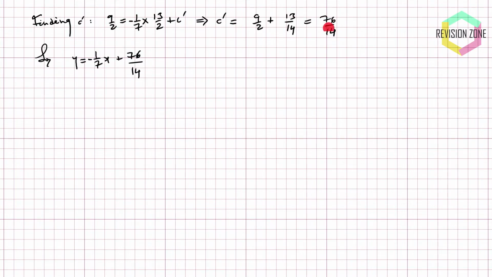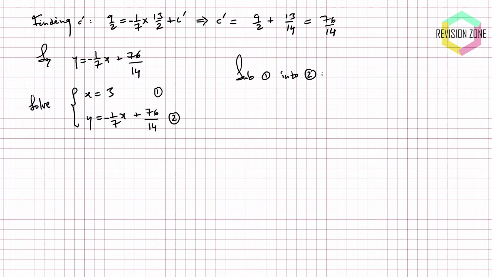C prime turns out to be 76 over 14. So we've actually figured out the equation of the perpendicular bisector of AC. So I now need to solve one of my perpendicular bisectors with the other one to actually figure out the circumcenter, okay? But this is easy because this line is such a nice line. So to be able to solve this, I'm just going to substitute x equals 3 into the equation y equals minus a 7th x plus 76 over 14.